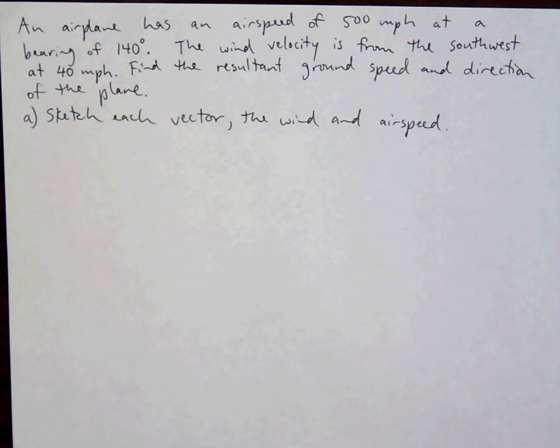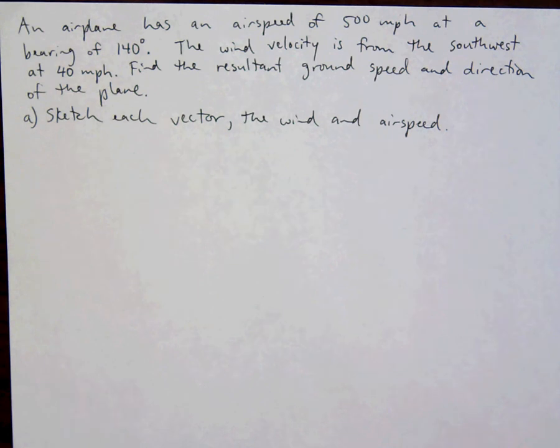Okay, here is one of the airplane problems with vectors, and you can read along with me. An airplane has an airspeed of 500 miles per hour at a bearing of 140 degrees. So, again, we're going somewhere warm, right? Here to Florida, so think nice beaches. The wind velocity is from the southwest at 40 miles per hour. Find the resultant ground speed and direction of the plane.